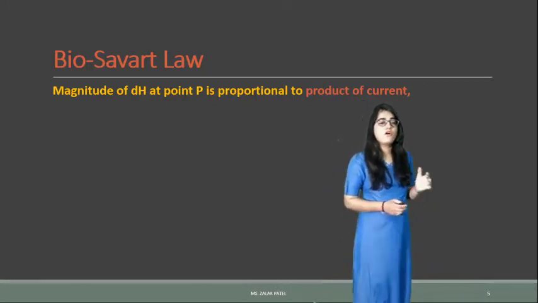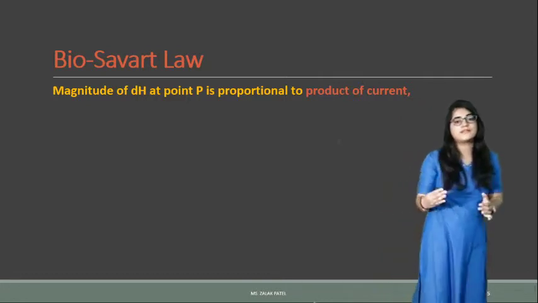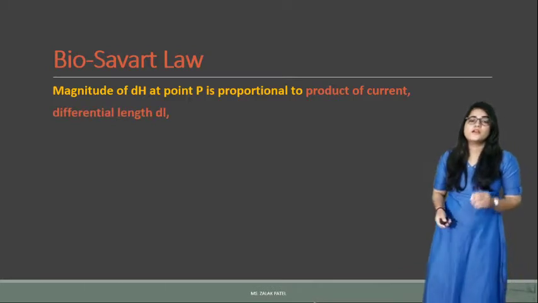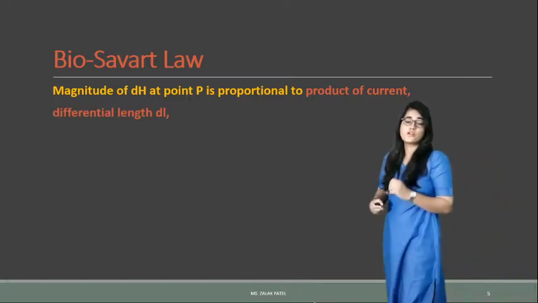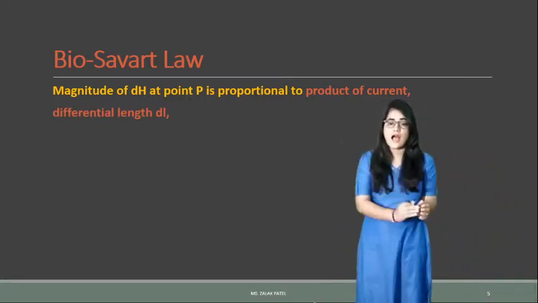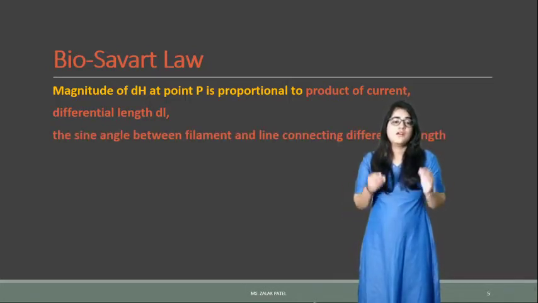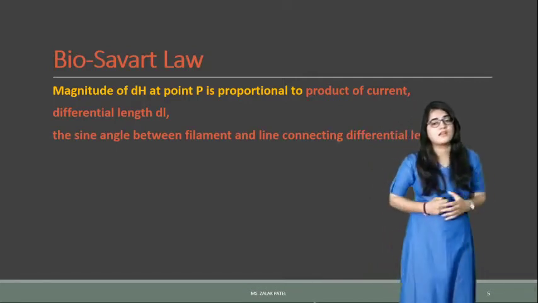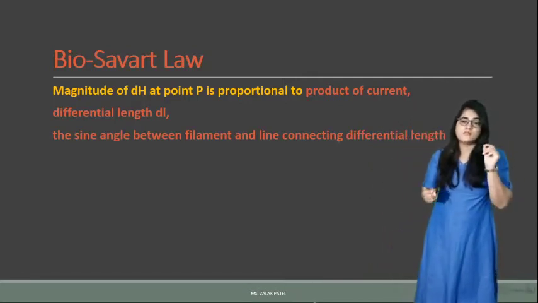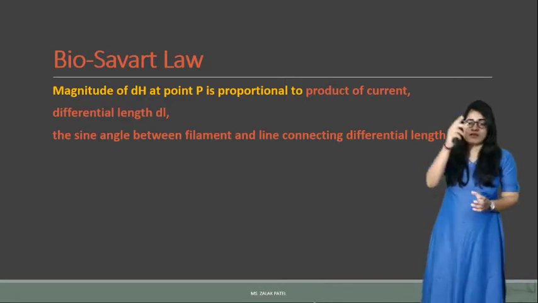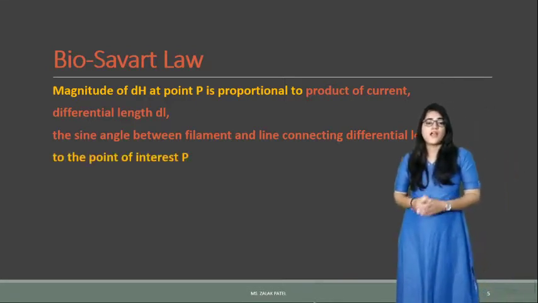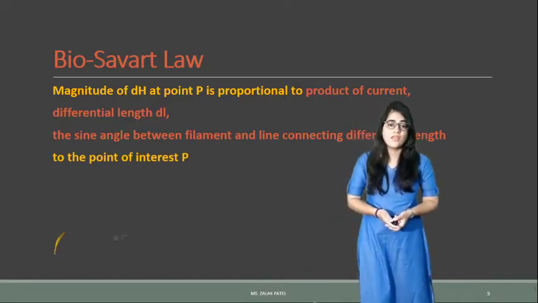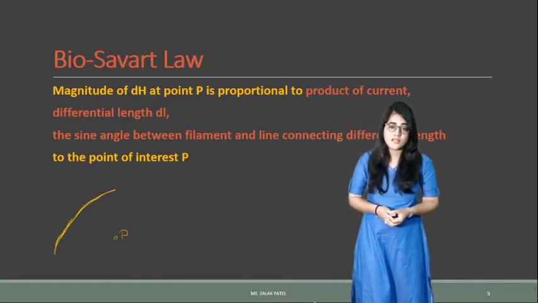The magnitude of that differential field intensity at any point is proportional to the product of current and differential length, meaning I into dl. Then it depends on the sine of the angle between the filament and the line connecting the differential length, that is sine theta between the filament, as well as current. And it also depends on the distance from point P to where the filament is located.